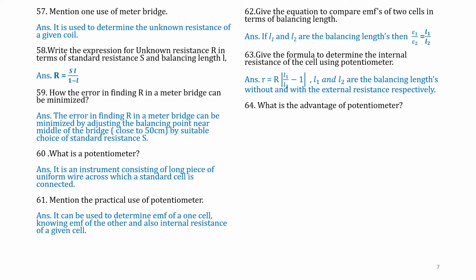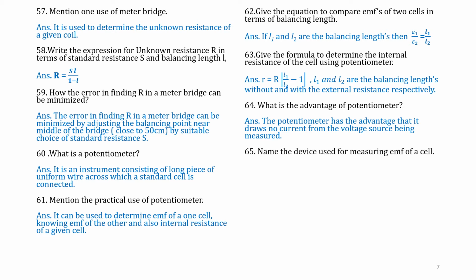Question number 63. What is the advantage of the potentiometer? Answer. The potentiometer has the advantage that it draws no current from the voltage source being measured. That means that the potentiometer does not draw the load current from the voltage source. Question number 64. Name the device used for measuring EMF of a cell. Answer. Potentiometer.